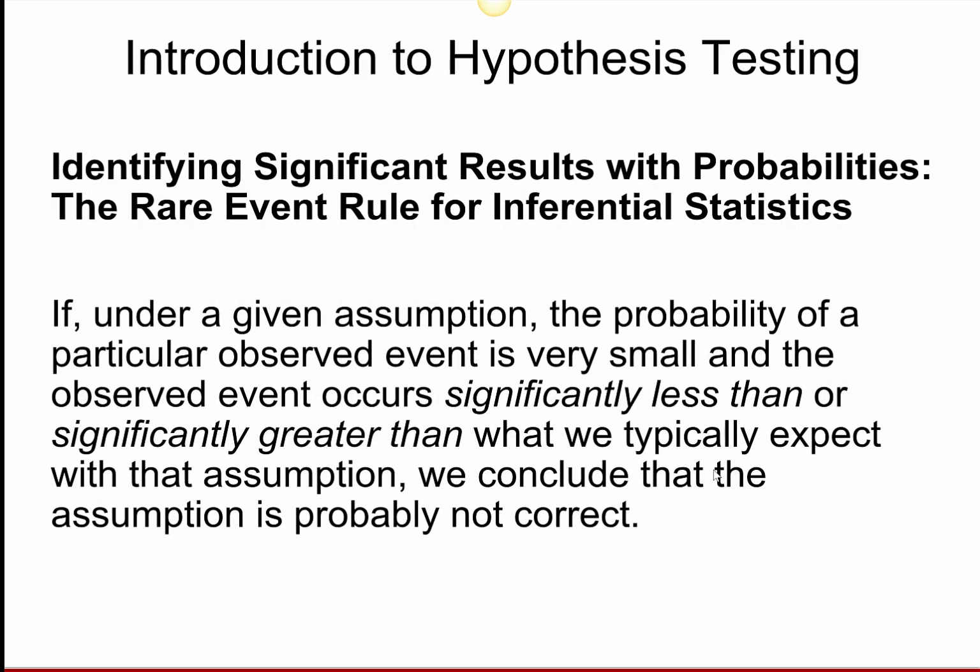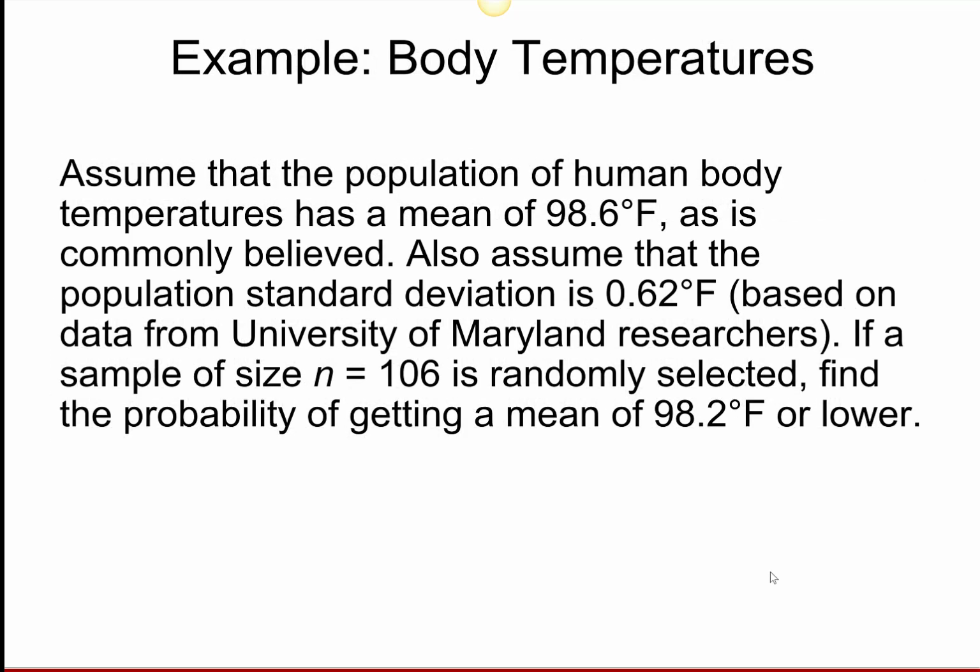Identifying significant results with probabilities, and remember our rare event rule. We did this previously where we simply looked at the mean minus 2 standard deviations and the mean plus 2 standard deviations. So let's assume the population of human body temperatures has a mean of 98.6 degrees Fahrenheit, and assume the standard deviation is 0.62. If a sample of 106 is randomly selected, find the probability of getting a mean of 98.2 or lower.